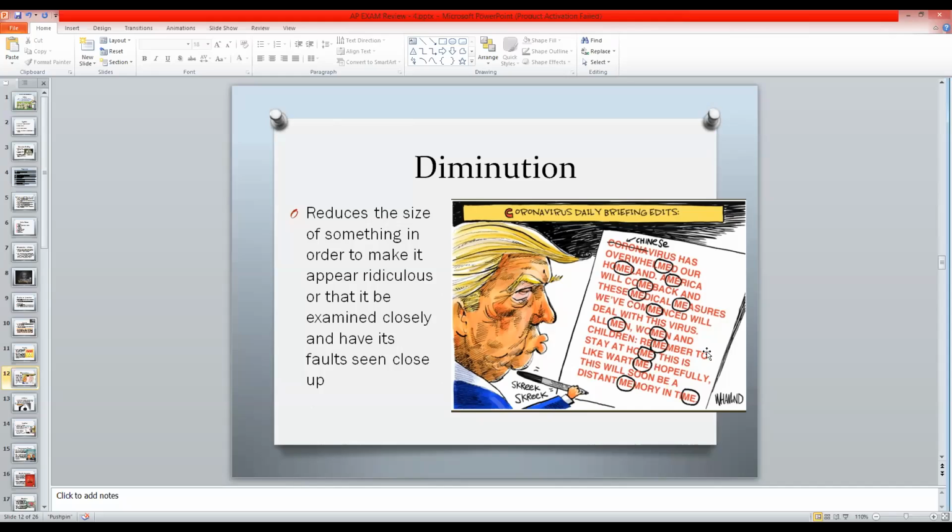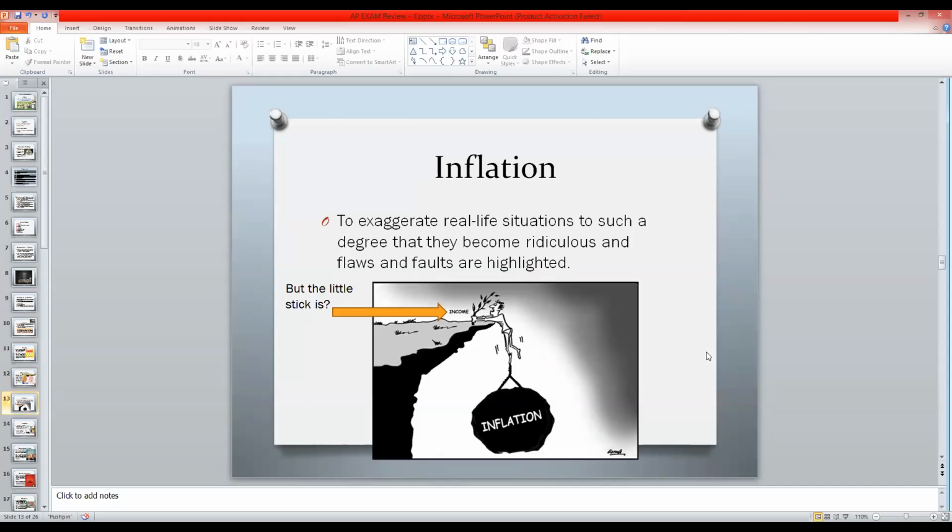On the flip side, inflation is when you take the issue and you blow it out of proportion so that you can, again, observe its flaws and its faults, right? In this literal image, the inflation has been inflated to be this big boulder tied to this guy's leg, and it shows how inflation for an economy ruins people based on their meager income.